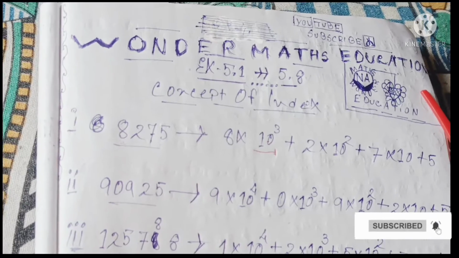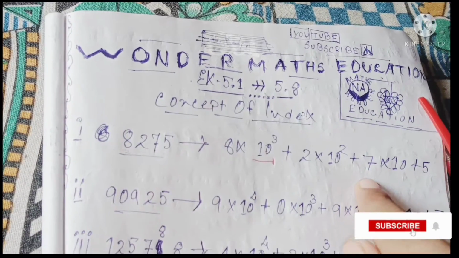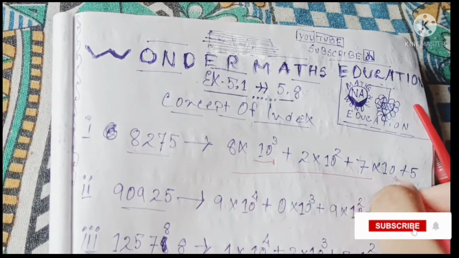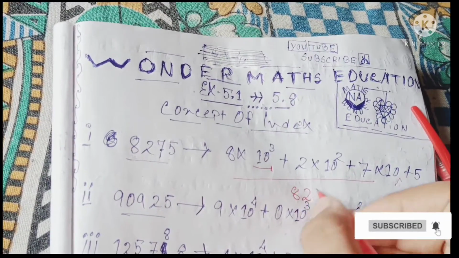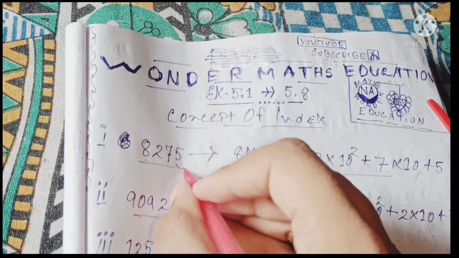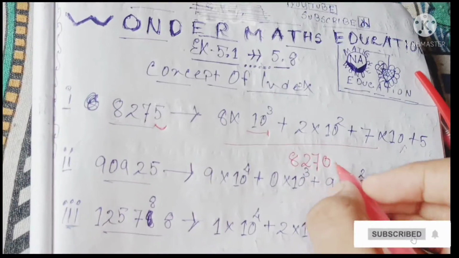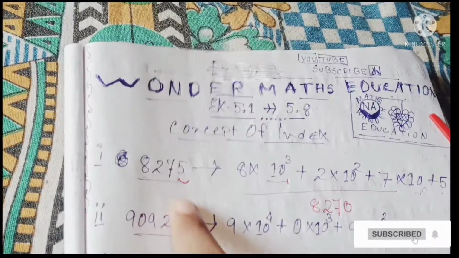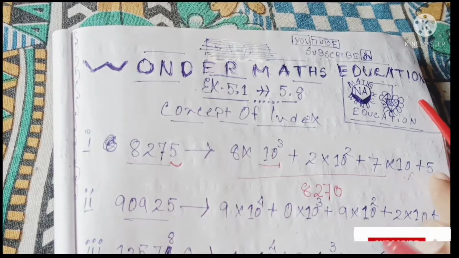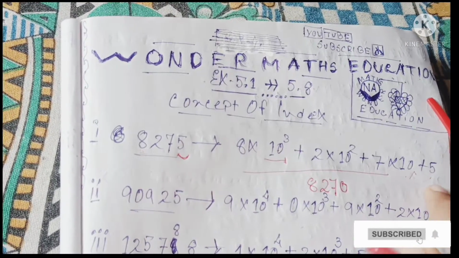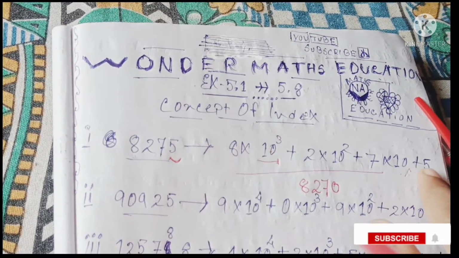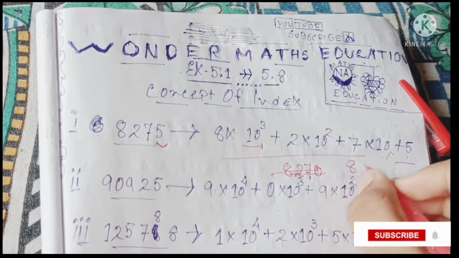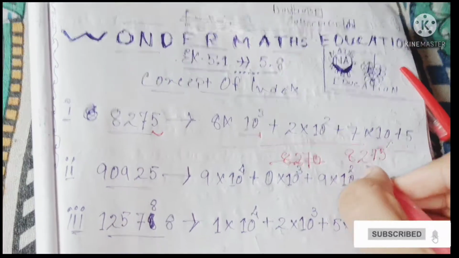Then we have to add 7 into 10, that is 70. Then our result is 8270. But the last digit in the ones place is 5, so we have to add only 5. For the ones place, we do not multiply anything, because 5 into 10 to the power 0 means 5, so we keep it as it is. So we have to plus only 5. Then the final result will be 8275. Have you understood all?